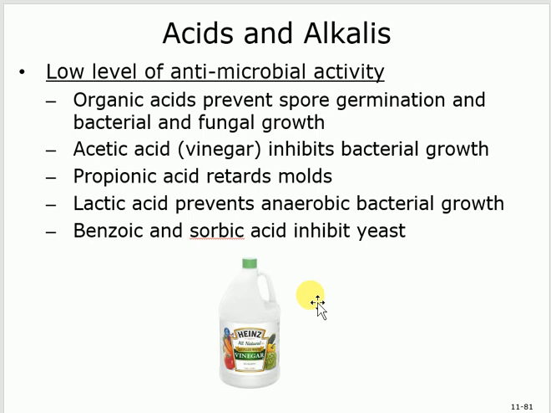Acids and alkalis have low level of antimicrobial activities. Organic acids, for example, prevent spore germination and slow down the growth of bacteria and fungus. Something like vinegar. What's good about vinegar, which is acetic acid? It inhibits bacterial growth. Propionic acid kills the molds. Lactic acid prevents anaerobic bacterial growth. Benzoic acid inhibits the yeast. So these are different alkalis and acids that can be used. Organic acids, acetic acid, which is vinegar, lactic acid, and so on.